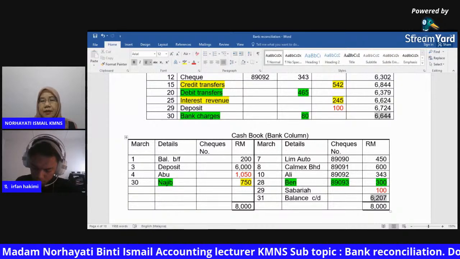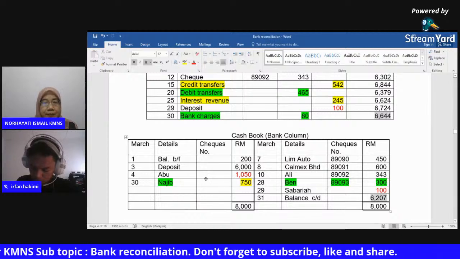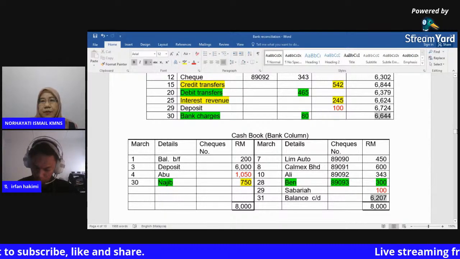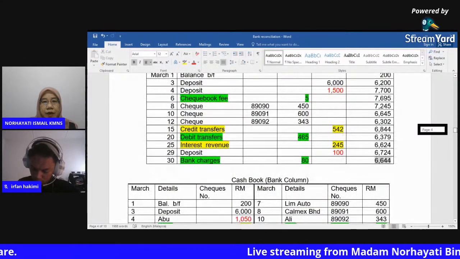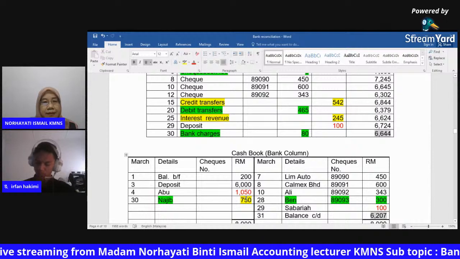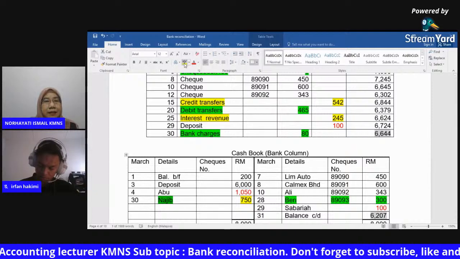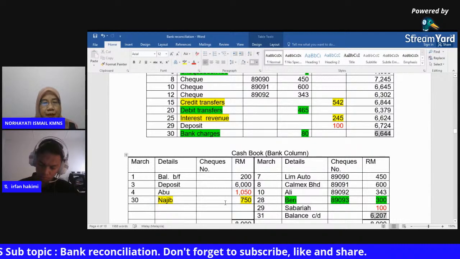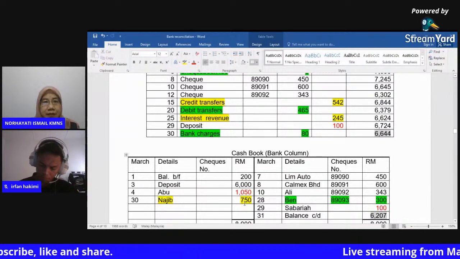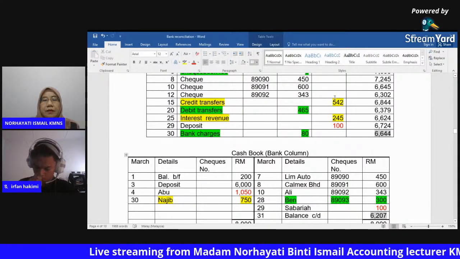So you can find out the balance for this cash book and bank statement not equal. So we have to prepare the bank reconciliation. The second step, we must compare the debit item of cash book with the credit item in the bank statement. So we find out there are a few items not matching. For example, this one is the yellow color. We find out there is a record in the cash book but not recorded in the bank statement. This one we call deposit in transit.